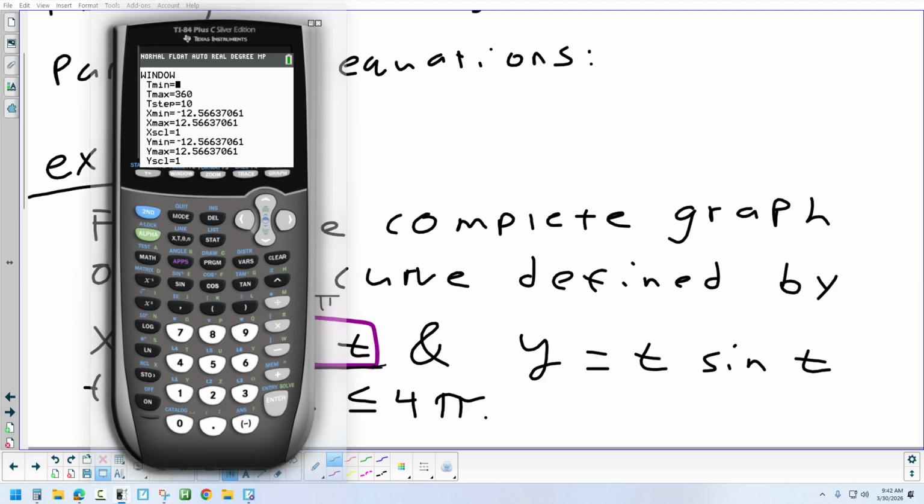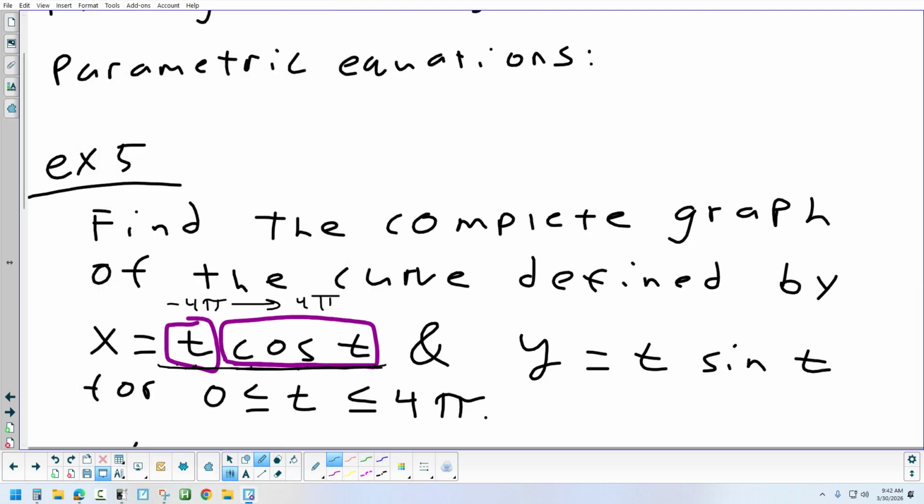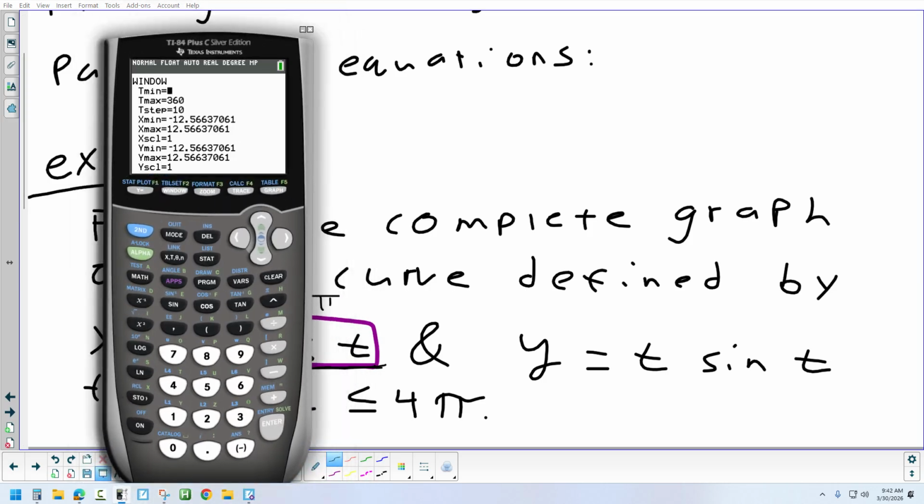Now my t-step, do they give me a t-step? Yep, 0 to 4 pi. Okay, now what would be a good value to go by for the t-step? I would say 0.1. If I count by 0.1, am I going to land at 12.56? No. I'm going to land at 12.5. And then the next value that it would try is 12.6, but that's beyond the end of the parameter. So 0.1 is going to leave a little bit of a gap that's less than 1/10. So it's not bad.